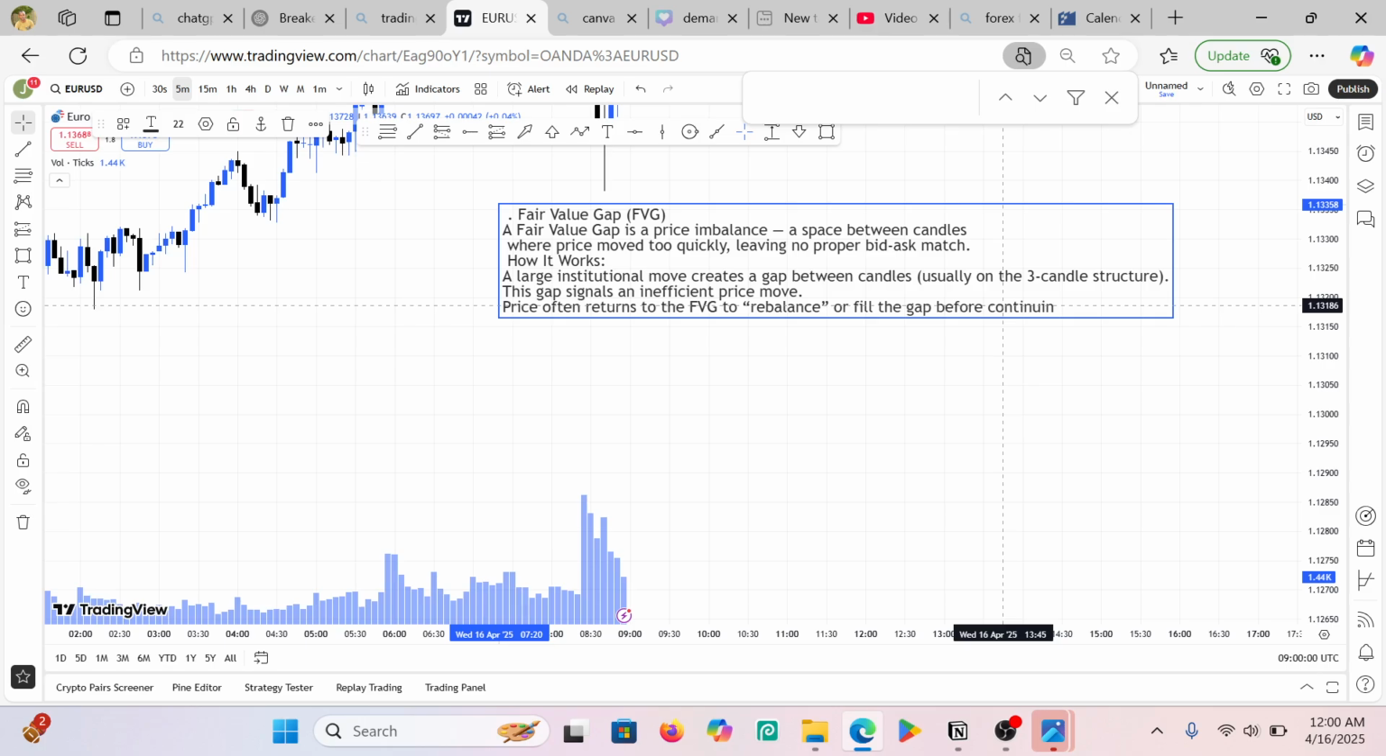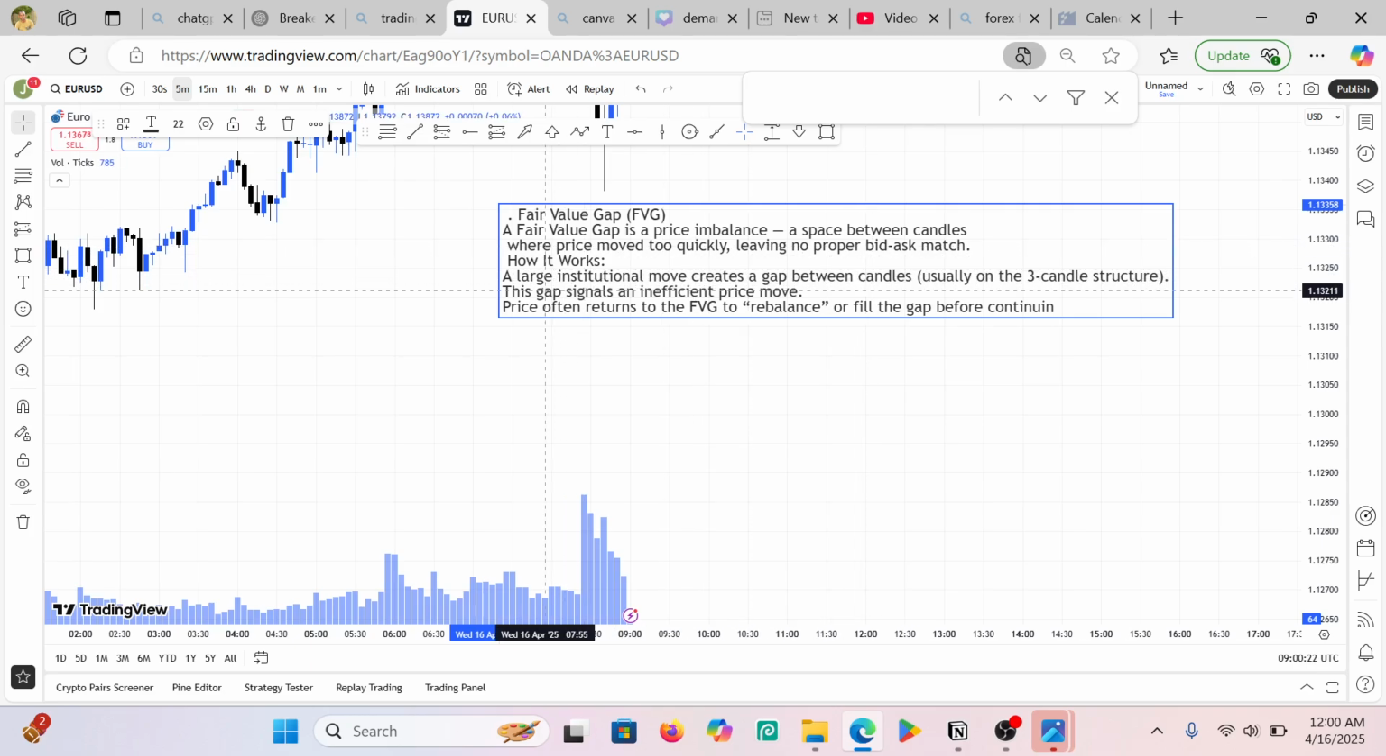Let's dive into the video. What's a fair value gap? A fair value gap is a price imbalance, a space between candles where price moves quickly between three candlesticks, leaving no proper bid and ask price. You're supposed to know the difference between the bid price and the ask price.